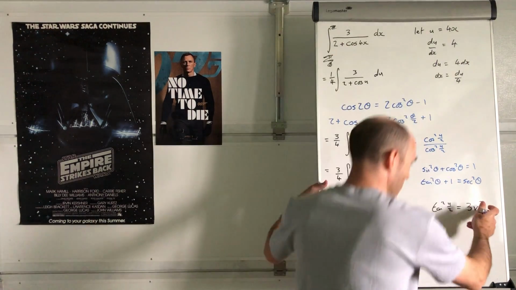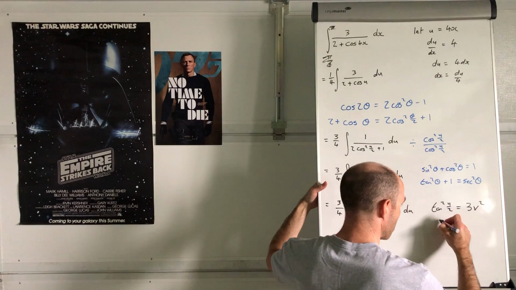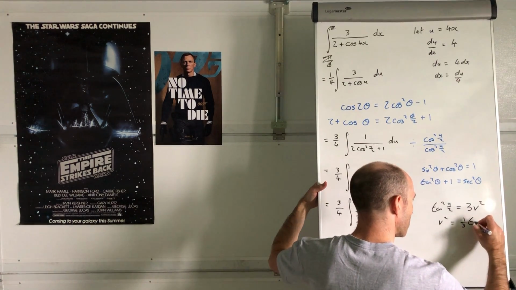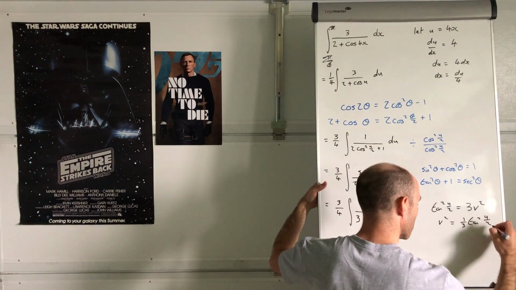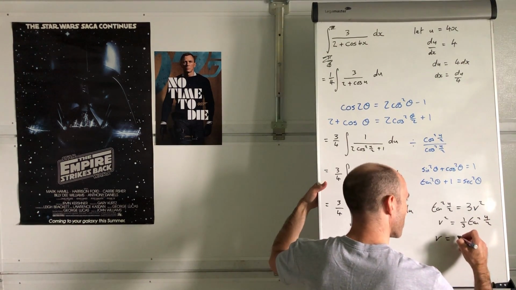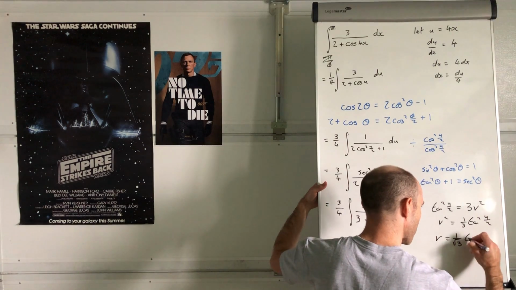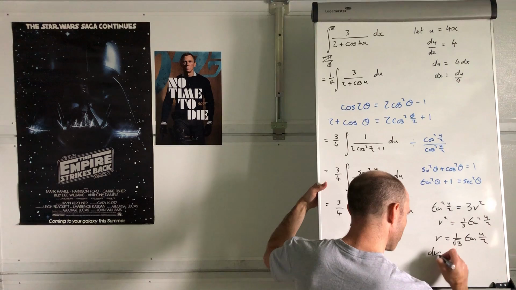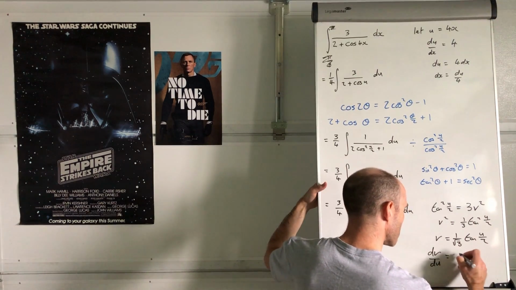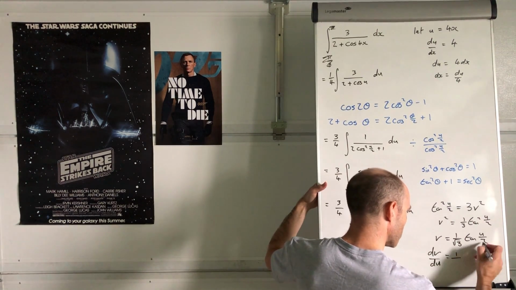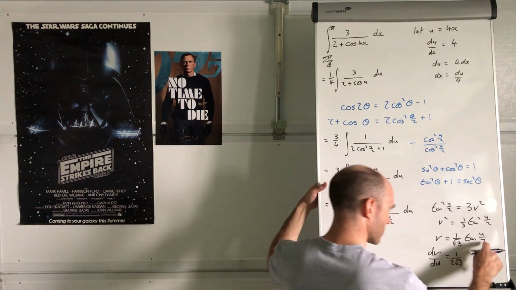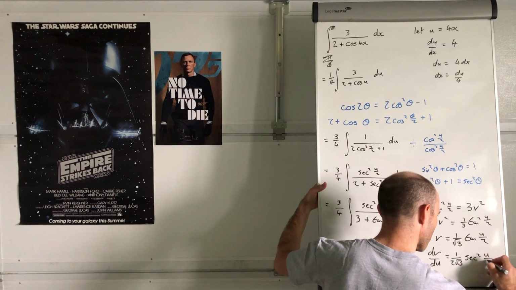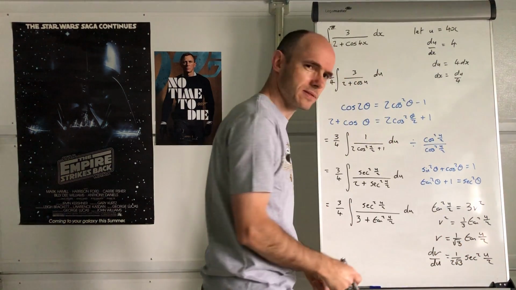Okay. So what I'm going to do is I'm going to rearrange that. So that's going to be, of course, v squared equals a third tan squared u over 2. And so v will be 1 over root 3 tan u over 2. And so dv du is going to be 1 over 2 root 3, don't forget the half there, and then that will be sec squared u over 2. You see where the sec squared is coming from? Lovely, isn't it?